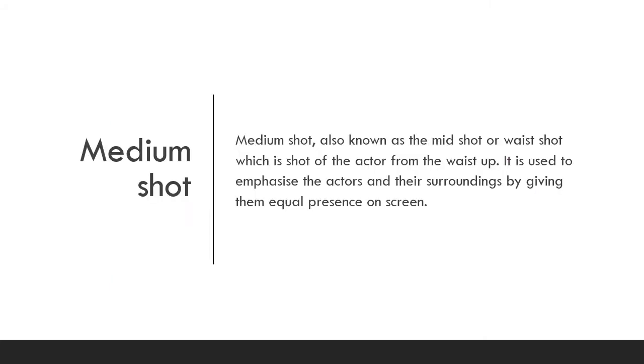A medium shot, known as a mid-shot or waist shot, is a shot of the actor from the waist up. It is used to emphasize the actors and their surroundings by giving them equal presence on screen. So you get to see their body from the waist up, the upper body only, not the legs. And you get to see their hands, so if they're talking, they're using their hands to gesture. They're doing a presentation, gesturing what you're trying to emphasize, how you're explaining that thing.